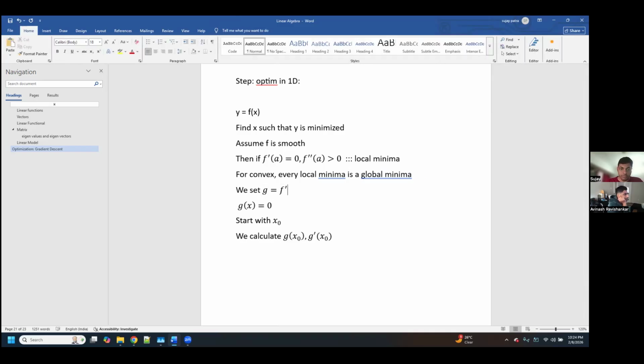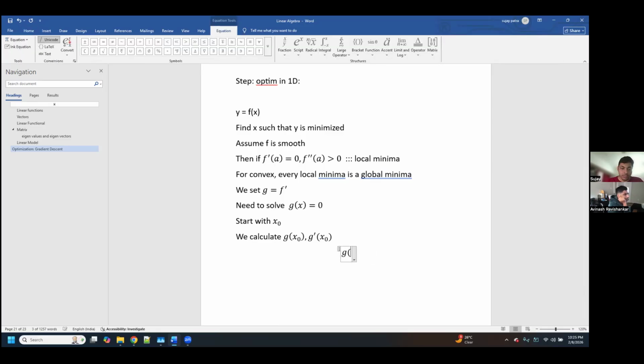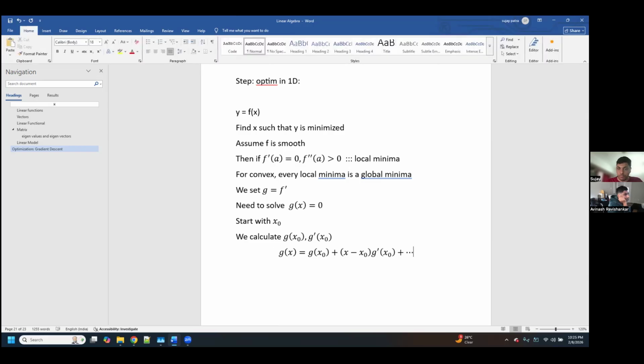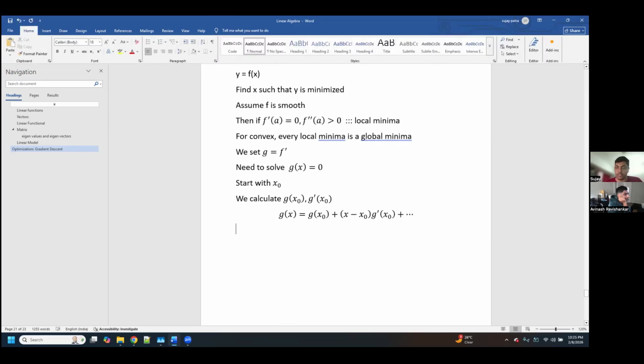G of x prime. Then we need to solve. Now let's say G has a Taylor series. So G is a smooth function, it has a Taylor series. So we'll say that G of x equals G of x naught plus x minus x naught G prime x naught plus higher order terms. Make sense? This is the Taylor series of the first order.